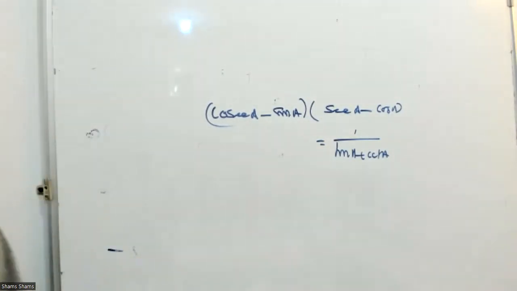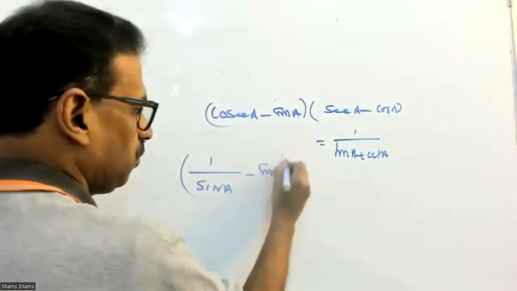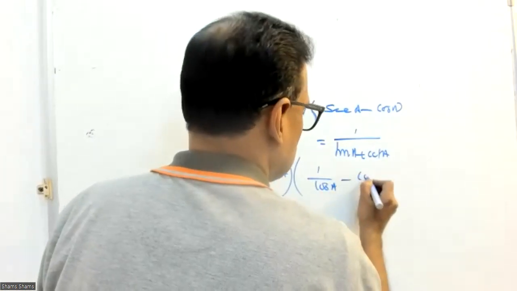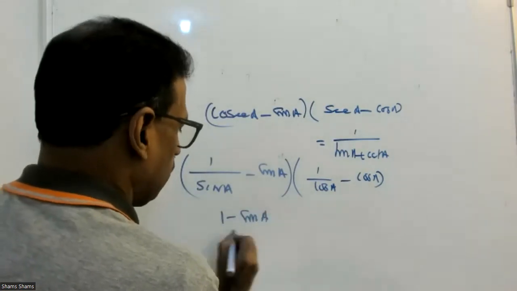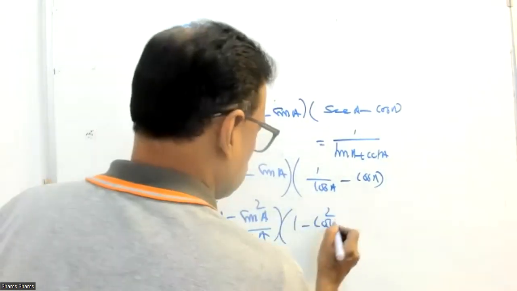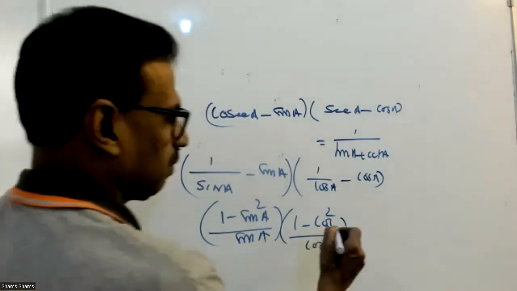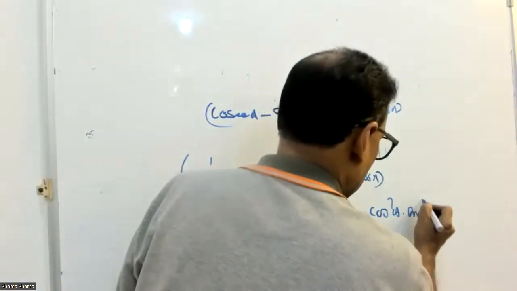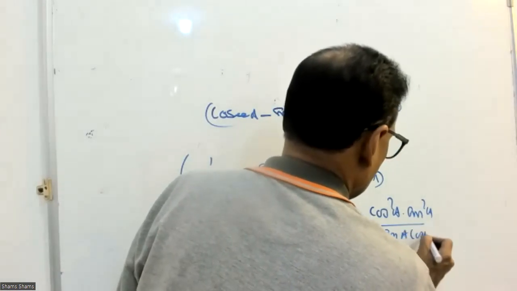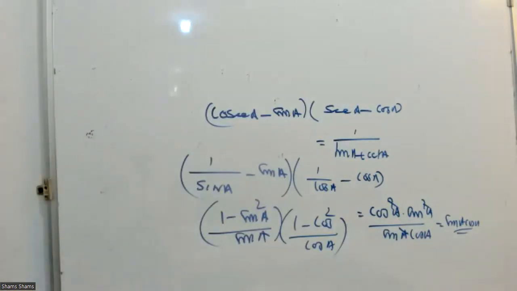Okay, what is the question? Cosec A minus sin A. Okay, listen here. Cosec A we can write as 1 by sin A, minus sin A, into 1 by cos A minus cos A. So 1 minus sin square A divided by sin A, into 1 minus cos square A by cos A, right? Now, 1 minus sin square A is cos square A, and 1 minus cos square A is sin square A. So cos square A into sin square A divided by sin A cos A. Cos one cancels, equal to sin A cos A. We got this much, maximum simplification. Okay, write this one. LHS.